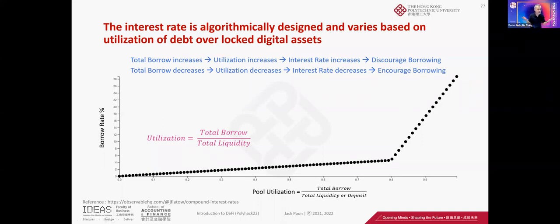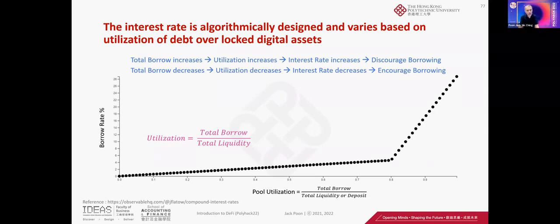When interest is cheap, such as 2 years ago when COVID hit, everyone started borrowing and leveraging up, right? So when the interest rate is high, no one wants to leverage. When the interest rate is low, everyone wants to borrow in order to leverage up their position. So this is exactly how the interest rate curve is designed.